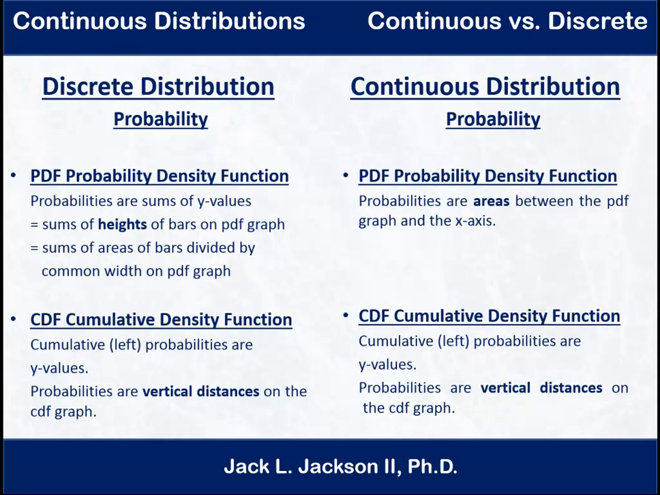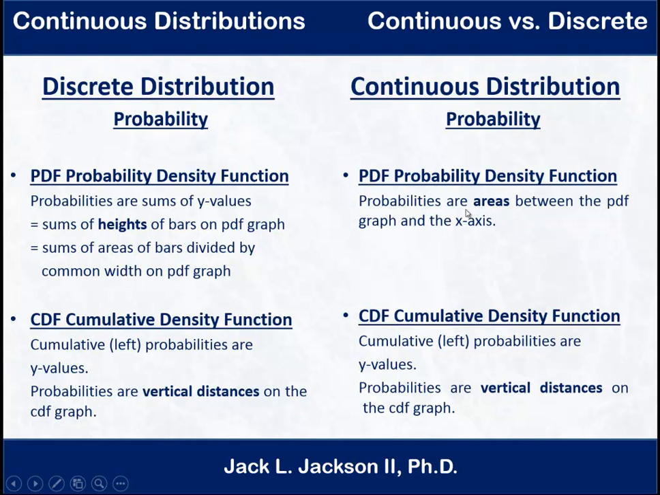The cumulative density function, left probabilities, probabilities to the left, less than probabilities, less than or equal to probabilities, are actually the y values. And we can see them as vertical distances on the CDF graph. In the continuous case, the CDF basically works the same way. Cumulative or left probabilities, less than or equal to probabilities, are y values, and they are vertical distances on the graph. So that's the same in both cases.